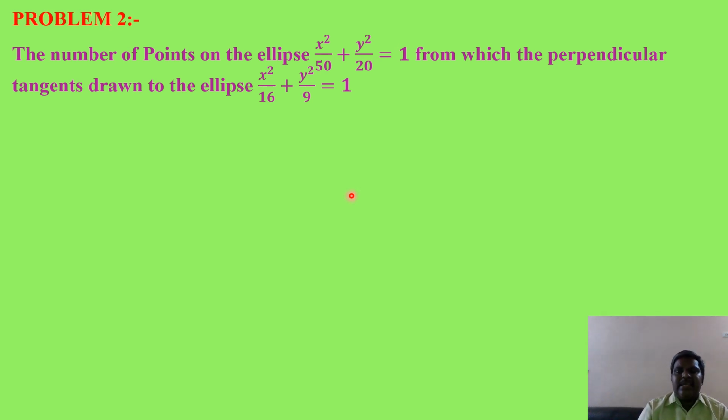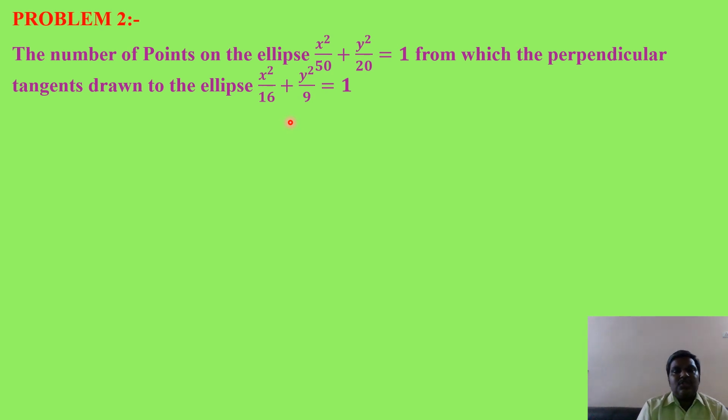Perpendicular tangents, a pair of perpendicular tangents always intersect on what? The director circle. Can you find the director circle of this ellipse or not? You can easily find it. So our required points must satisfy two equations. The first equation is the director circle and the second equation is x square by 50 plus y square by 20 is equal to 1. Our points must satisfy both equations. If you see how many points satisfy both equations, then your problem is over. So that is the outline of the problem.